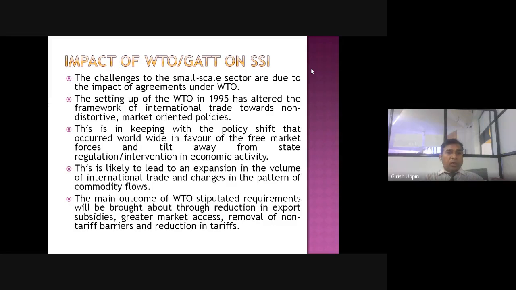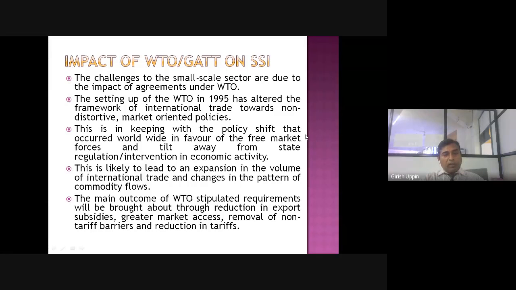The challenges to the small scale sector are due to the impact of the agreements under the World Trade Organization. So how it impacted the small scale industry. The setting up of the WTO in 1995 has altered the framework of international trade towards non-distortive market-oriented policies. Okay, this is in keeping with the policy shift that occurred worldwide in favor of the free market forces and a tilt away from state regulation and intervention in economic activity.